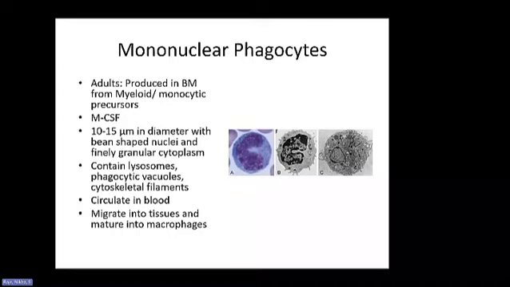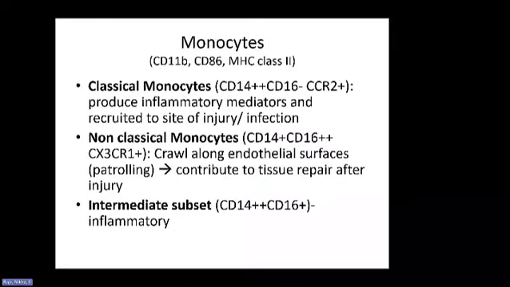So these monocytes or mononuclear phagocytes are produced under the influence of MCSF, and are 10 to 15 micrometers in diameter. They have this bean-shaped nucleus and have a finely granular cytoplasm. They also contain several substances like lysosomes, phagocytic vacuoles. They have cytoskeletal filaments, and monocytes circulate in the blood. Once they enter the tissue, they become macrophages.